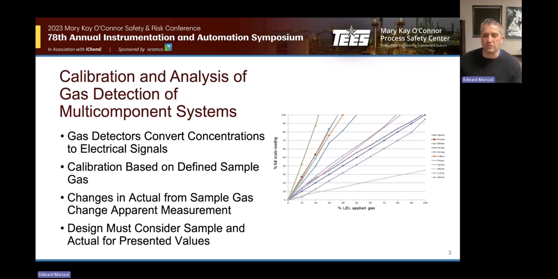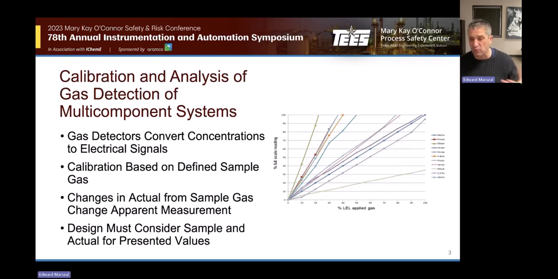So we'll talk about how the actual gas concentration changes or varies from the apparent measurement and how you can deal with that. Now, when you're doing your designs of your gas detection systems, you need to think about what sample gas you're using to calibrate your detectors versus what you want the operators to see in terms of a measured value. And I'm going to start out with this. I'm going to repeat it many times over the course of the conversation.